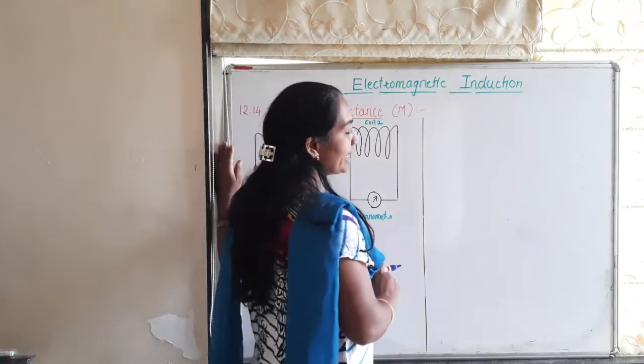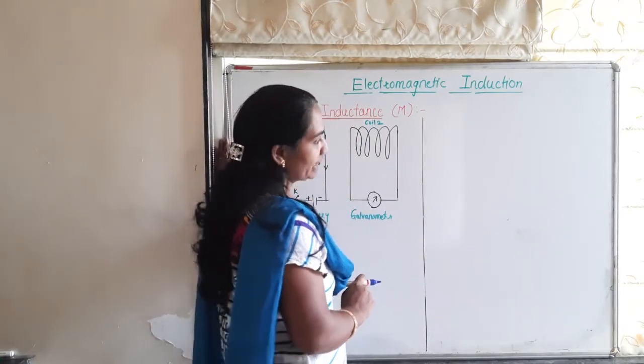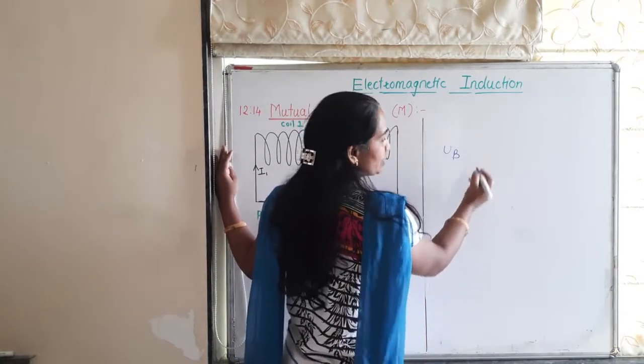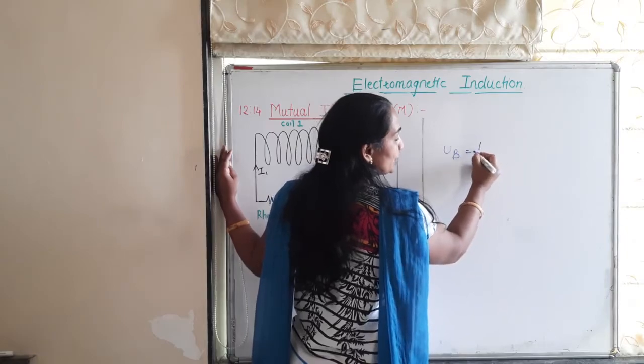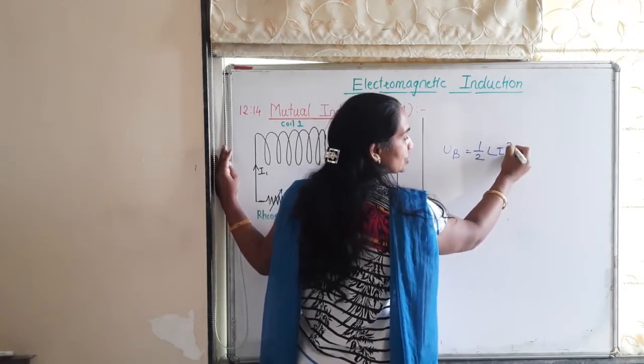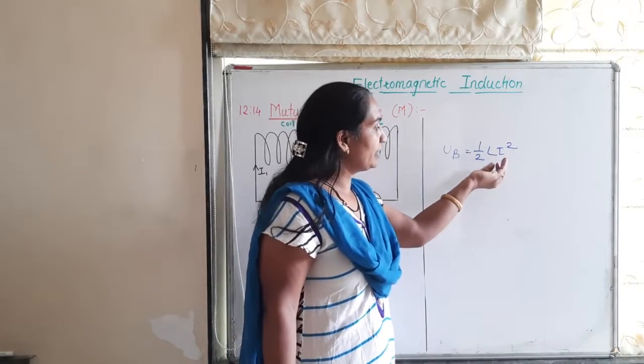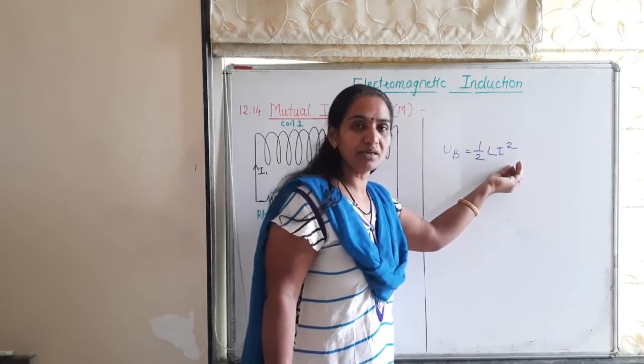We studied the energy density in a magnetic field. According to this, the formula for the energy density is U_B = 1/2 L I², where U_B means the energy density in the magnetic field, L means inductance, and I means the current.